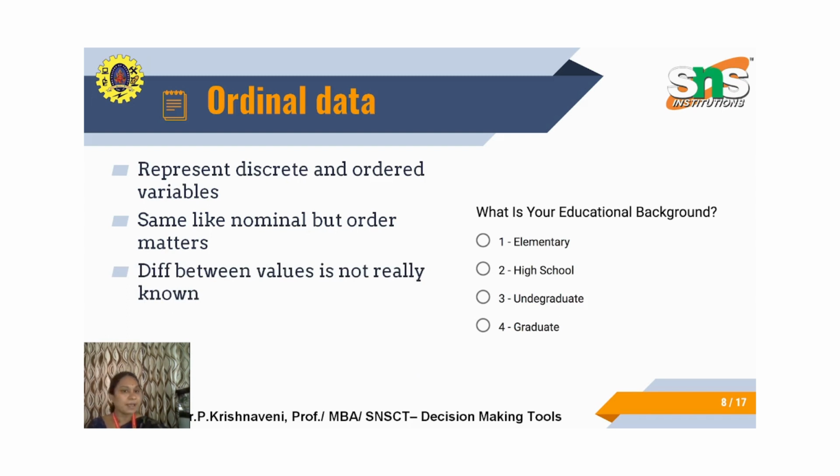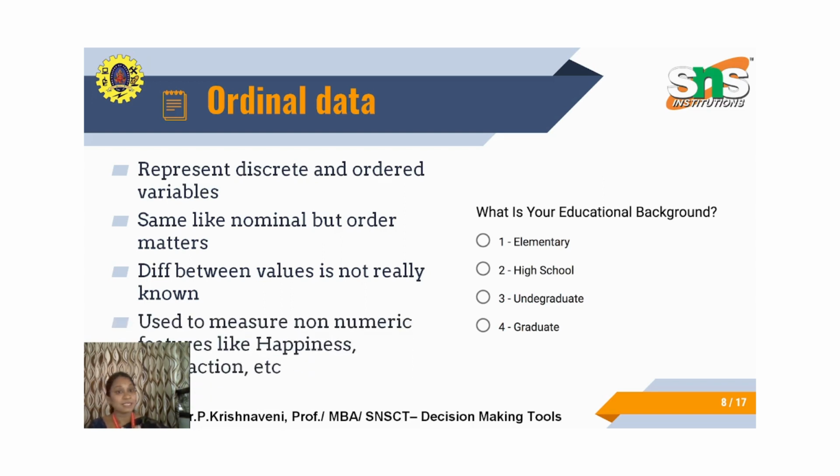At the same time, the differences between the values are not really known. This is also a type of category which may or may not have some differences in the output, that can be checked. So ordinal data is also used to categorize customers. Say for example, how many people are satisfied, how many are not satisfied. Likewise we can do things. Yes, happiness and satisfaction can also be measured with ordinal data.